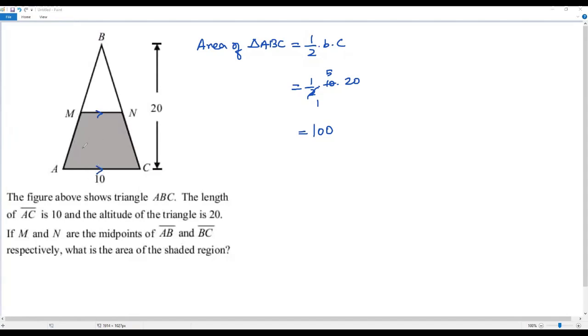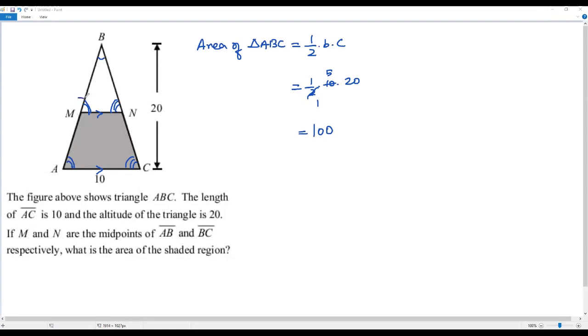Since MN and AC are parallel, we can consider AB and BC as transversals. Then the angle measure we have over here and the angle measure we have over here are corresponding angles and they must be equal in measure. And also the same thing, the angle measure we have over here and the angle measure we have over here are corresponding angles and they must be equal. Also, let me consider the angle at the vertex B over here. Actually, this angle is a common angle for both the smaller triangle MBN and the bigger triangle ABC.